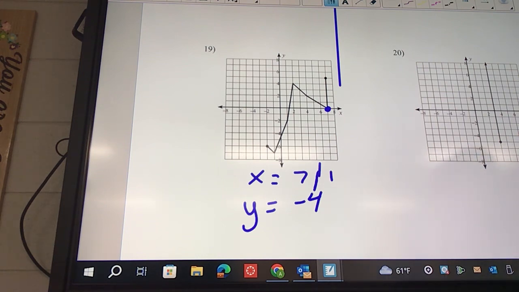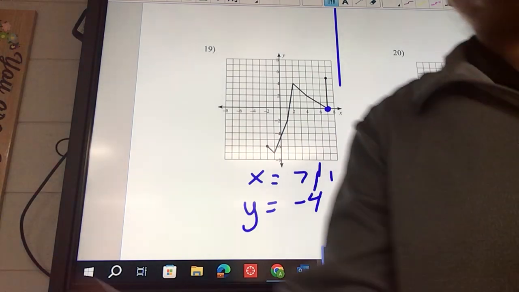You guys have 10 to do. Go through and get your 10 done.